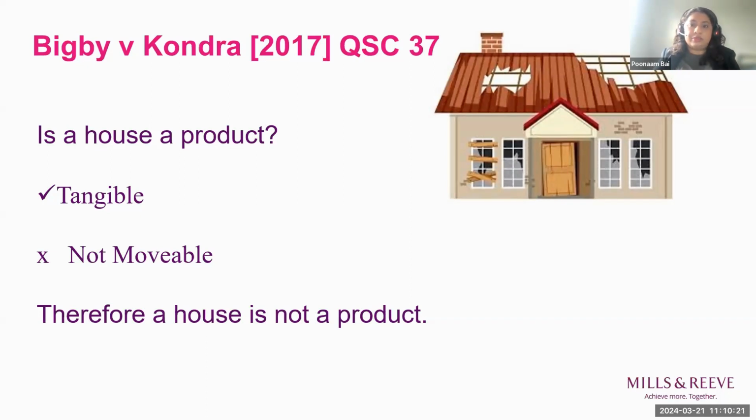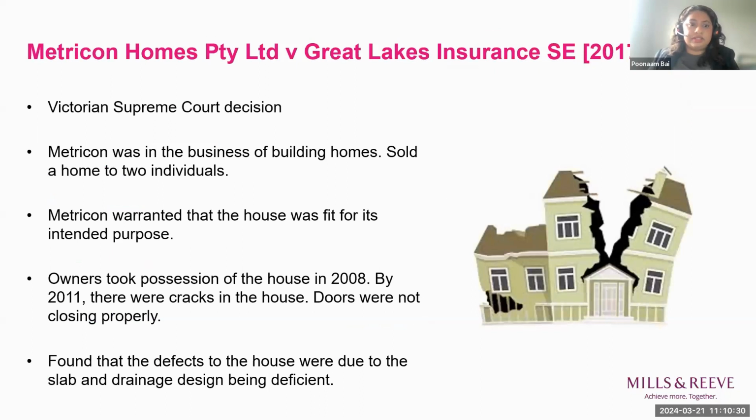But in the cases that we're going to look at now, there are some surprising decisions. And the first of these cases is Metricon Homes versus Great Lakes Insurance. Now, this is a Victorian Supreme Court decision where Metricon designed, built, and sold a home which turned out to have serious defects due to a design failure. The house had to be demolished, and owners commenced proceedings against Metricon to recover damages. And Metricon sought cover under the policy.